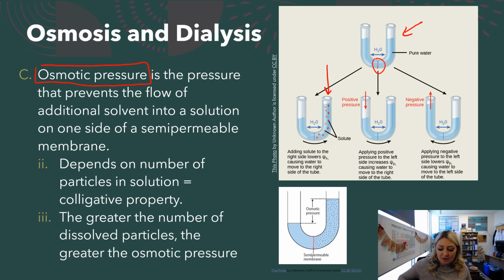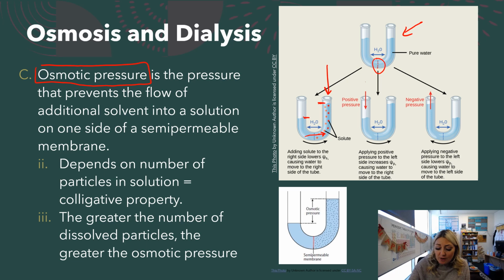If we were to add solute to the right-hand side of this U-shaped apparatus, we would see a net movement of water from the left-hand side, where there's pure water, to the right-hand side. The goal, again, is to dilute the higher concentration. So water will move from a side of low concentration, or in this case, no concentration, to a side of higher concentration. And look what it does to the water level. Okay, so it increases the water level on that side. It will continue to increase that until you reach that maximum amount of osmotic pressure. Okay, now it can't do anything else.